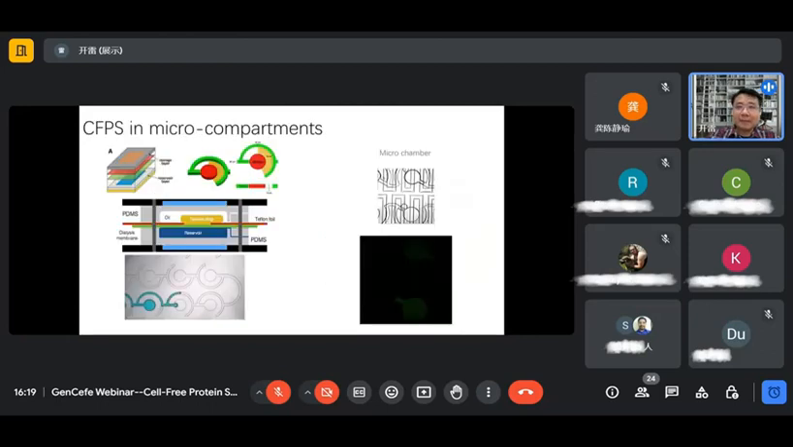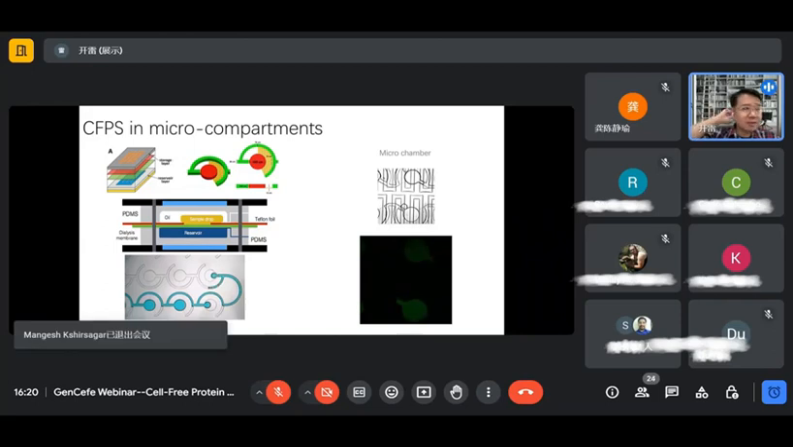Another very exciting application or combination is the combination of microfabrication or microfluidic chips with cell-free techniques. This would allow us to really minimize the reaction volume of an individual reaction, increasing the throughput by several orders of magnitude, so we can run parallel expression up to 10 to the power of 14, which is a realistic number if you really want to do, let's say, a task like directed evolution.